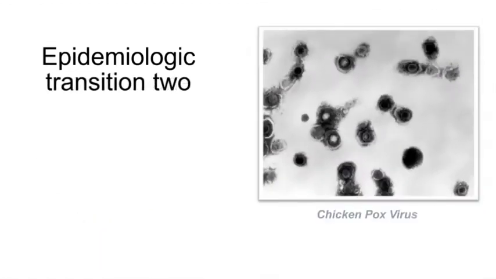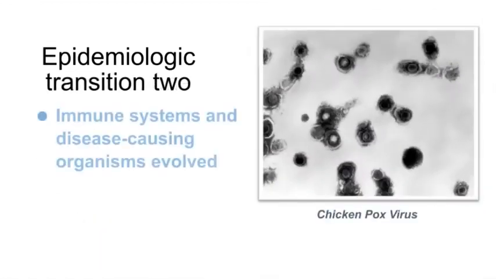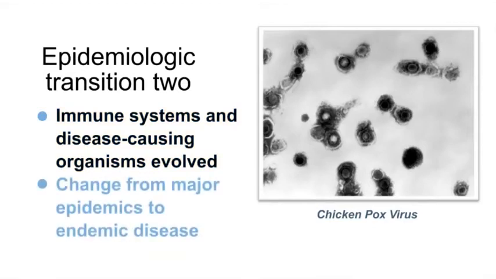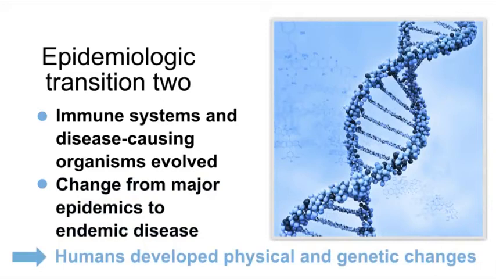The second transition was a time where human immune systems and disease-causing organisms both evolved, resulting in a change from major epidemics of disease to endemic disease. People developed physical and genetic changes that serve to minimize the effects of diseases.